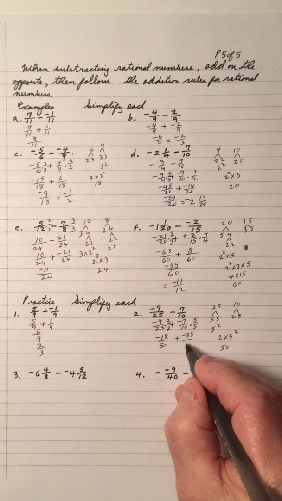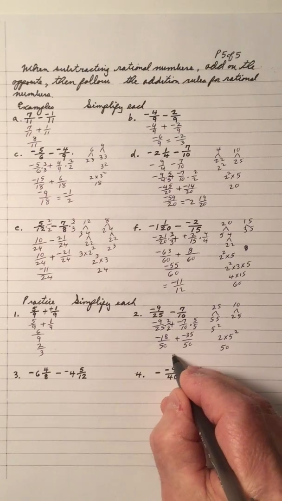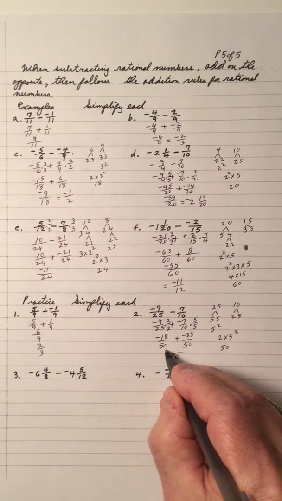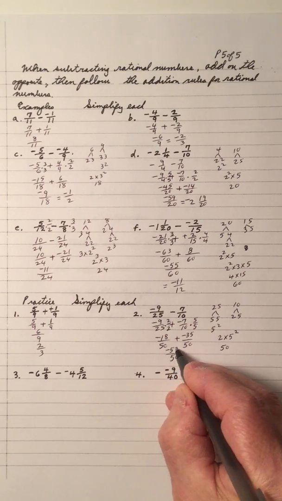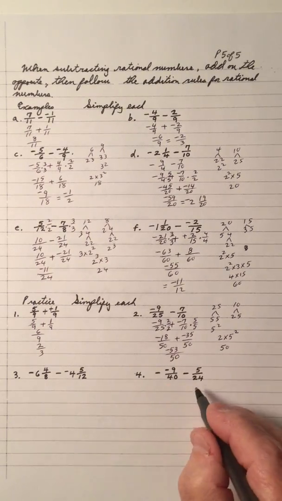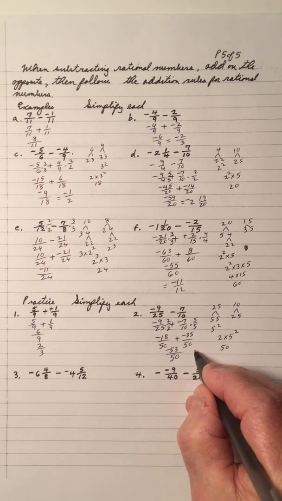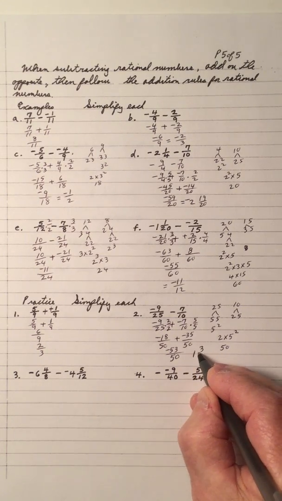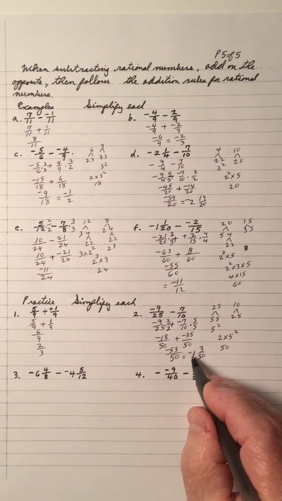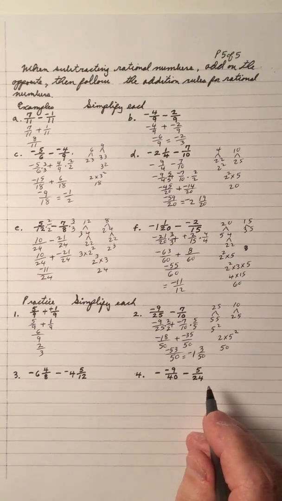And 5 times 10 is 50. Common denominator is 50. Write it down and add those up. I got a negative 53. When you add two negatives, you add them up and take a negative. Now, 50 goes into 53 once, and there's 3 left over. And it's negative. So the answer is negative 1 and 3 over 50.